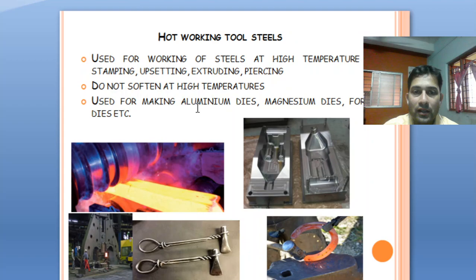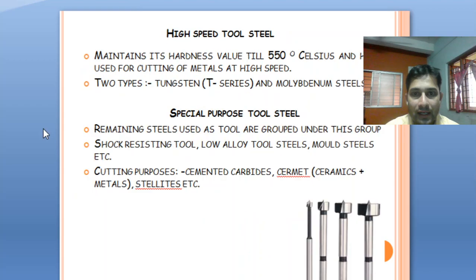The next type of tool steel is your high speed tool steel, which maintains its hardness even at high speed and even at high temperatures. And there are two types of high speed tool steels. One is tungsten, which is also called the T series, and the other one is the molybdenum steels. This type of steel is used where high speed operations are there. For example, if you are rotating the steel at very high speed, in the case of your lathe machine or VMCs, at that time if you want to deform the metal, you should make use of these high speed tool steels.